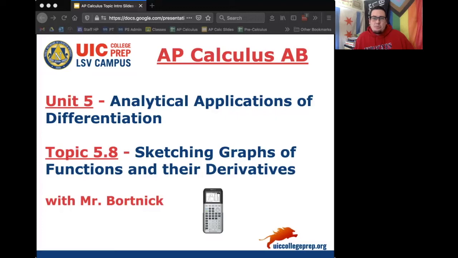Hey everybody, this is Mr. Bortnick for AP Calculus AB. We are in Unit 5, which is Analytical Applications of Differentiation. Today we're doing topic 5.8, which is sketching graphs of functions and their derivatives.